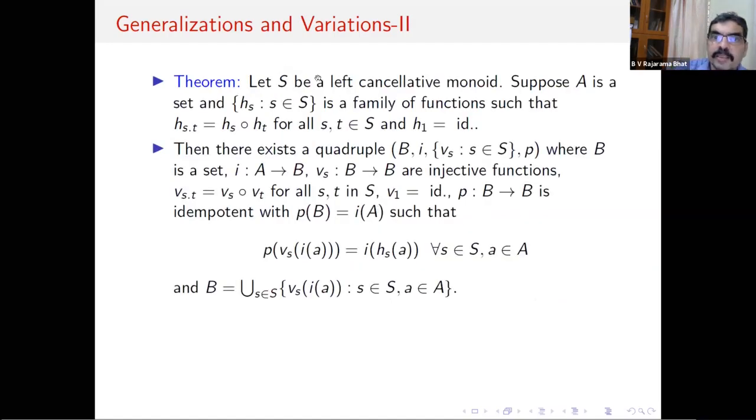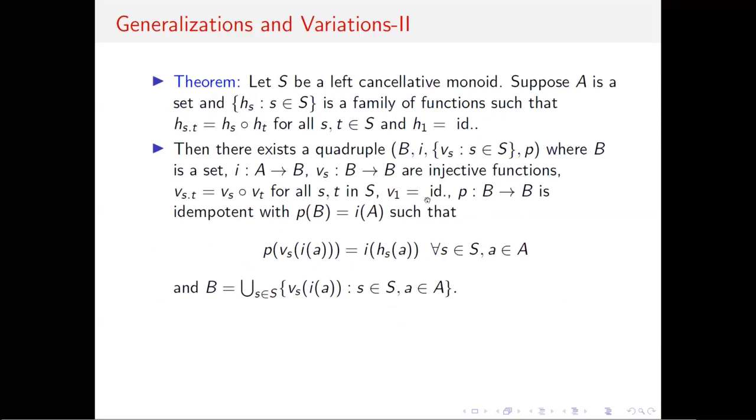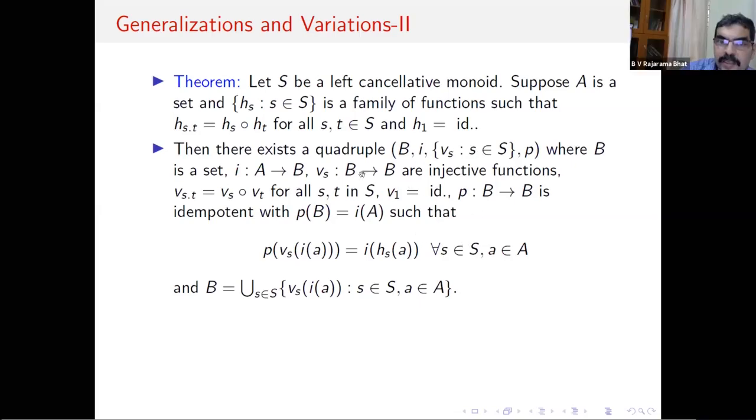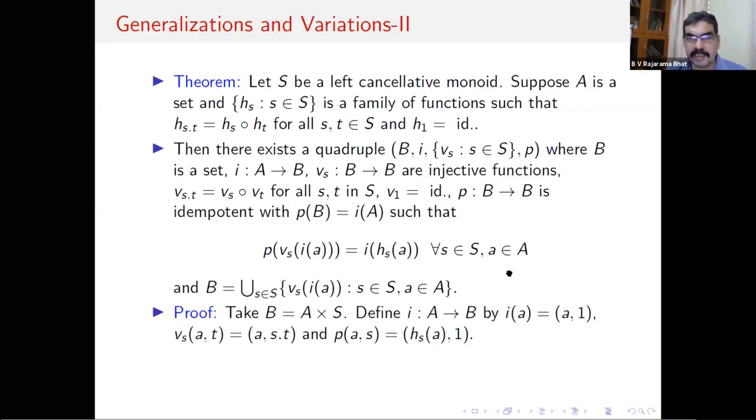So S is some left cancellative monoid. Left cancellative means you can cancel from the left: AB equal to AC means B equal to C. Suppose A is a set and you have a family of functions which respects composition. Instead of h to the power n, I have h at s, which respects the composition. It's like a semigroup of operators. Then you can have a derivation. This is the standard derivation, a copy of what we had before in this general setting.